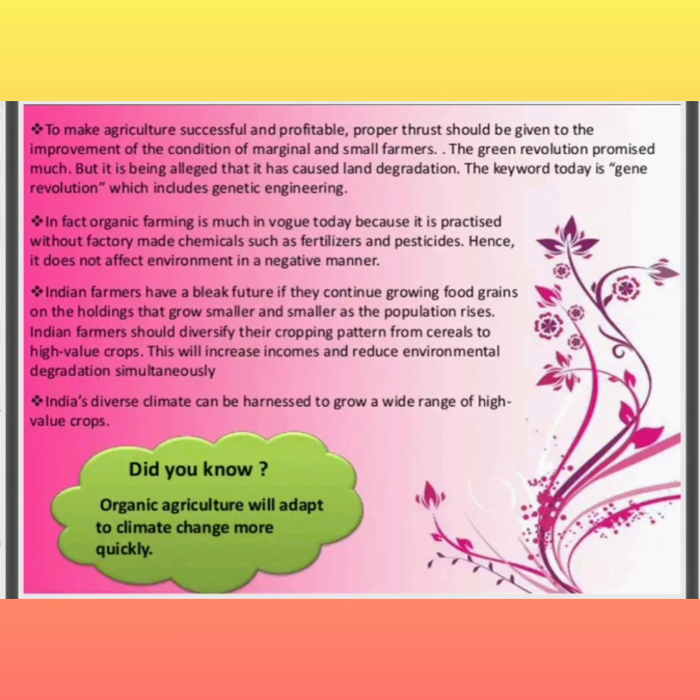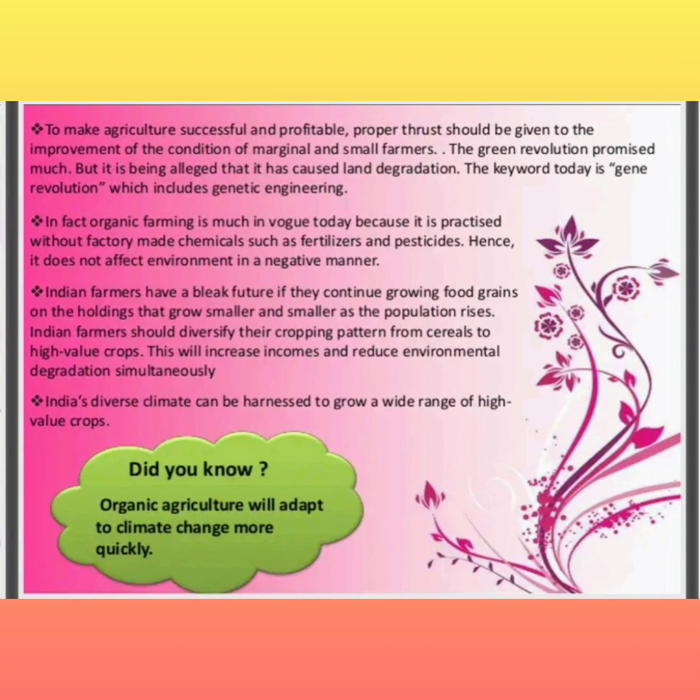Now, it is very important to make agriculture successful and profitable, and a proper thrust should be given to improving the condition of marginal and small farmers. As I told you in the earlier slide as well, if the country is focusing on food security, it also has to focus on the condition of the small farmers. Now, the Green Revolution promised much, but it is alleged that it has caused land degradation.